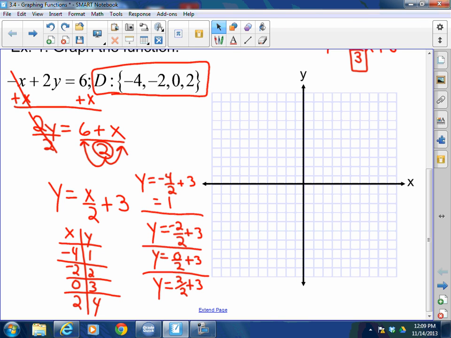And now I have made my table of values, and now I graph. -4, 1, -2, 2, 0, 3, and 2, 4. Connect the dots. You have just graphed a function.